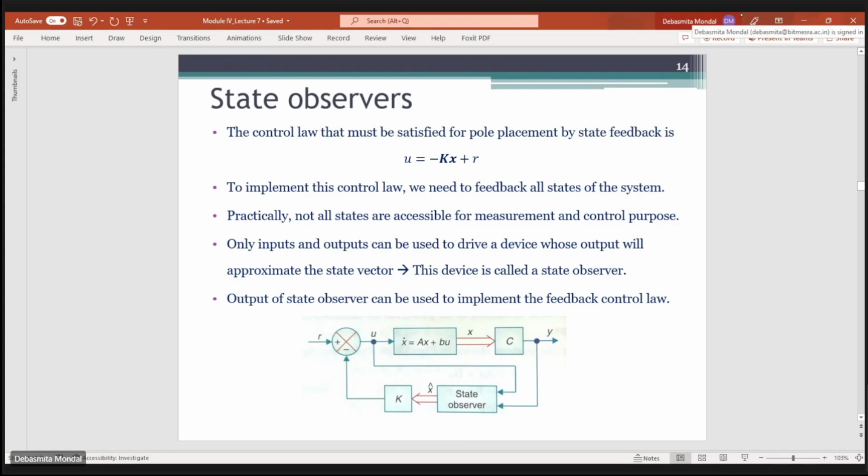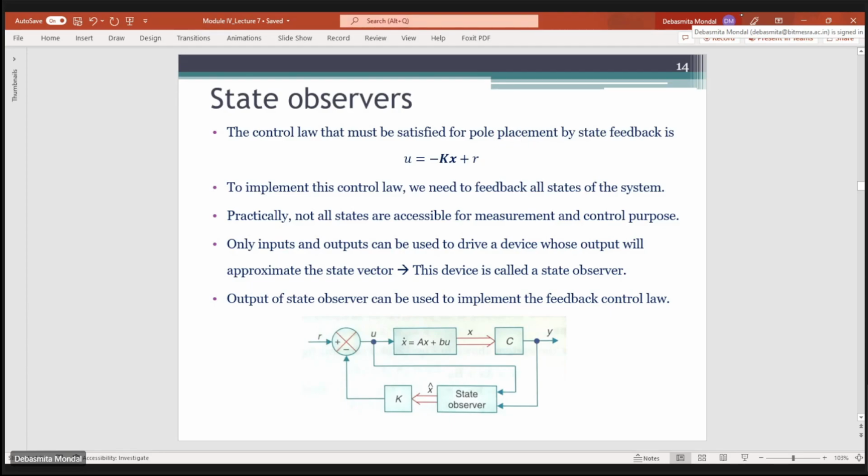Before going into state observers, from the feedback block diagram, we have seen the control law which needs to be satisfied in order to place the poles by state feedback: the value of U should be equal to minus Kx plus R.